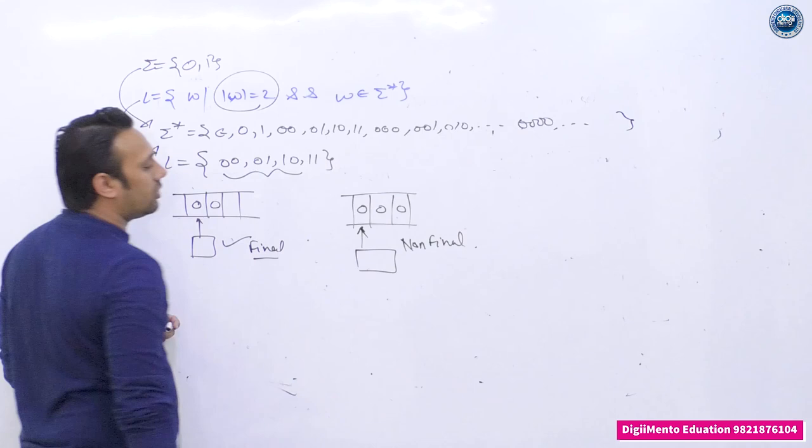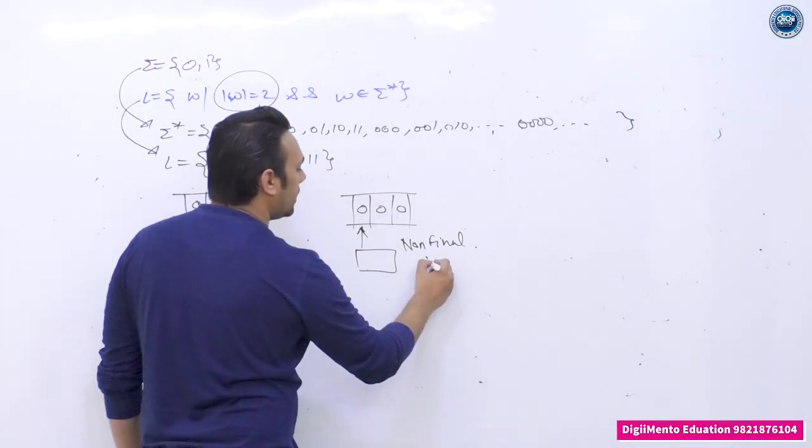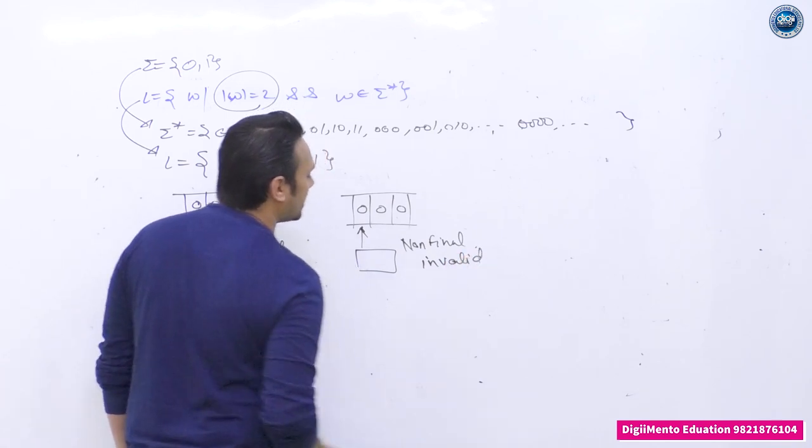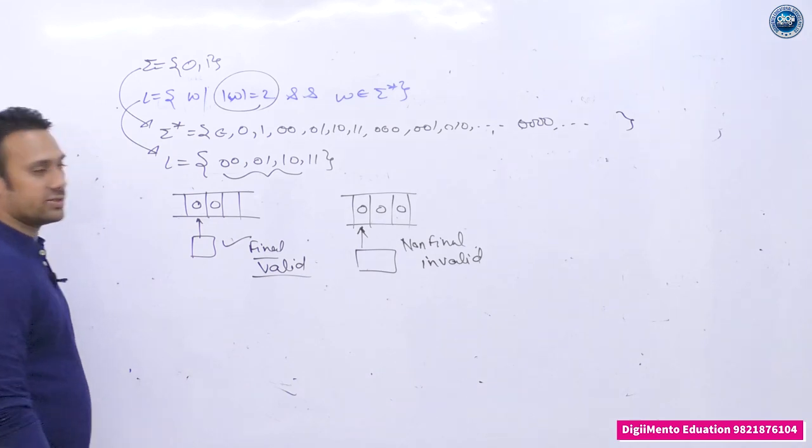So this will go to a non-final state. Then we can say that it is an invalid string. So in this case we will say the string is an invalid string. And in this case, we can say the string is a valid string.